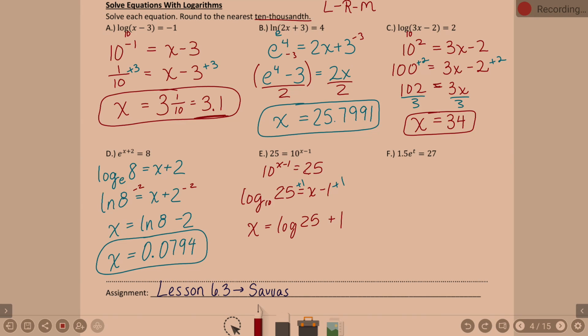Is this the log of 26? Nope. So, check your calculator. We've all practiced with them today, right? Getting comfortable with these log buttons? Log of 25 plus 1. What do we have? 2.3979. Okay.